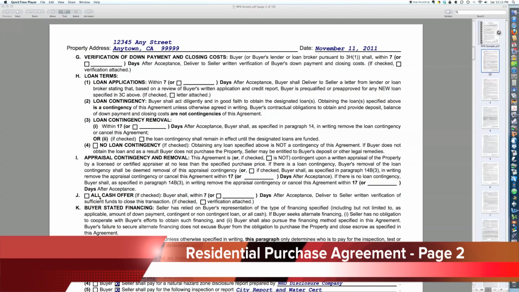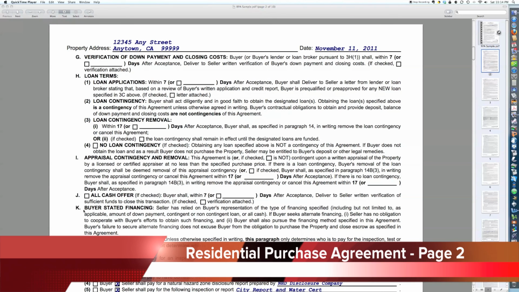3J, if there is no loan and this happens to be an all cash offer, we would check this. And again, buyers shall within 7 days after acceptance deliver written verification of the funds to close this transaction. Or if we're providing the proof of funds up front, we would check here and say verification is attached.